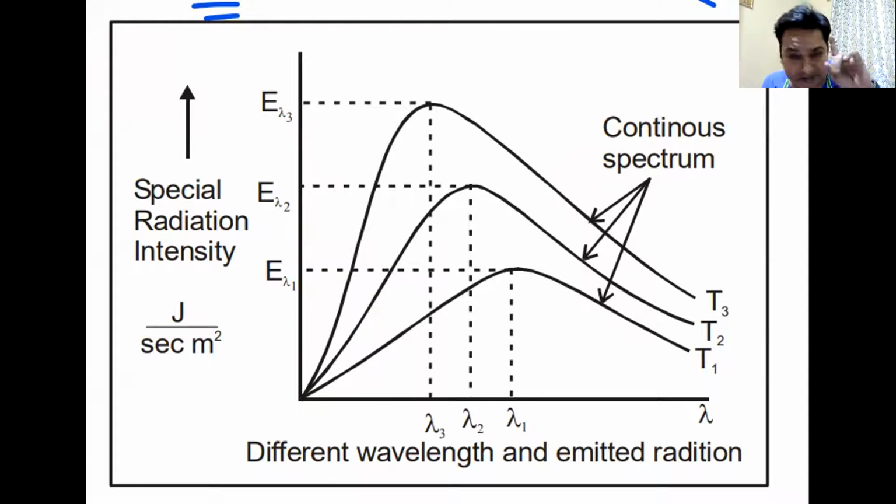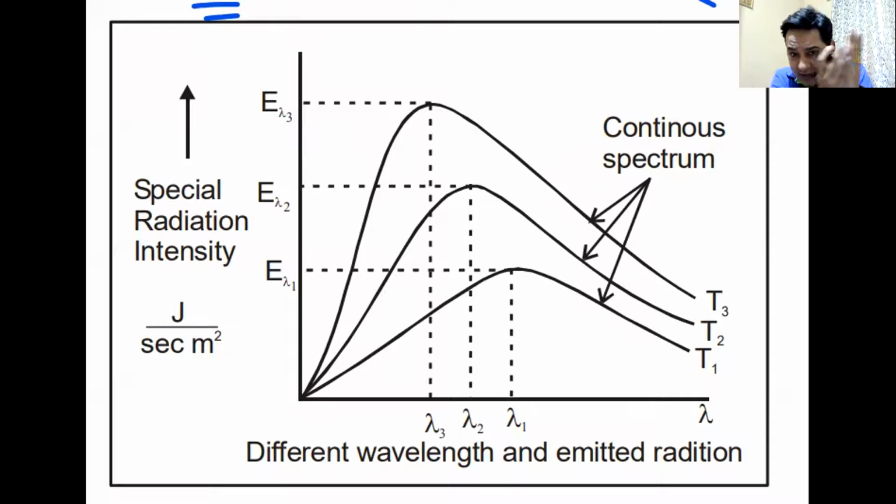This is the curve between E lambda, which is the spectral emissive power, and lambda. The spectral emissive power is nothing but your energy emitted per unit area per unit time of one particular wavelength. Do we remember this?